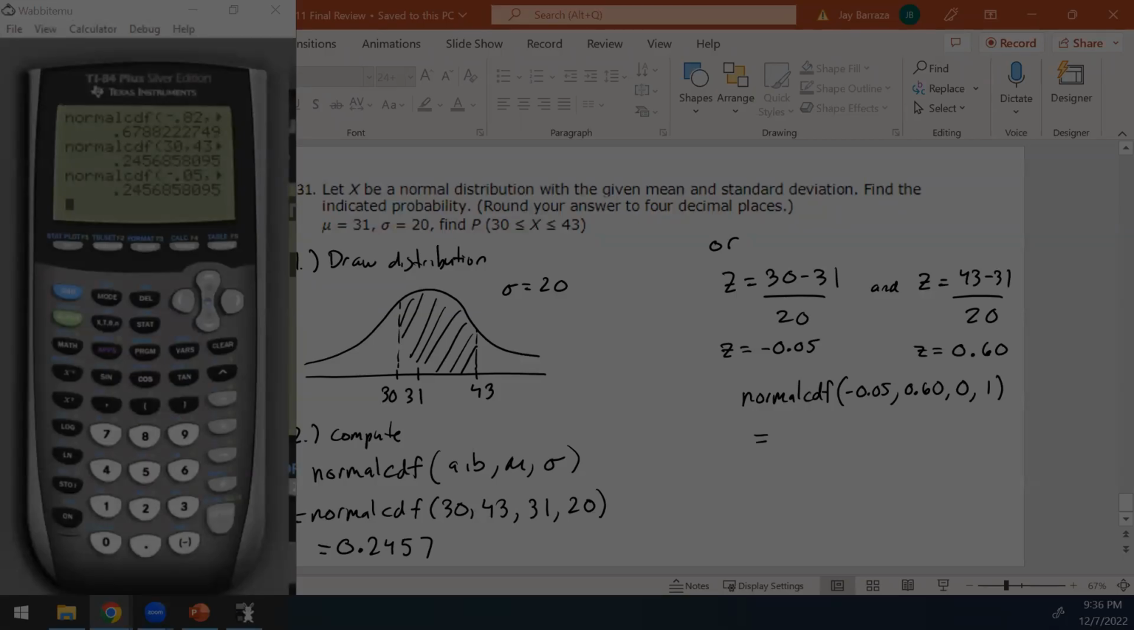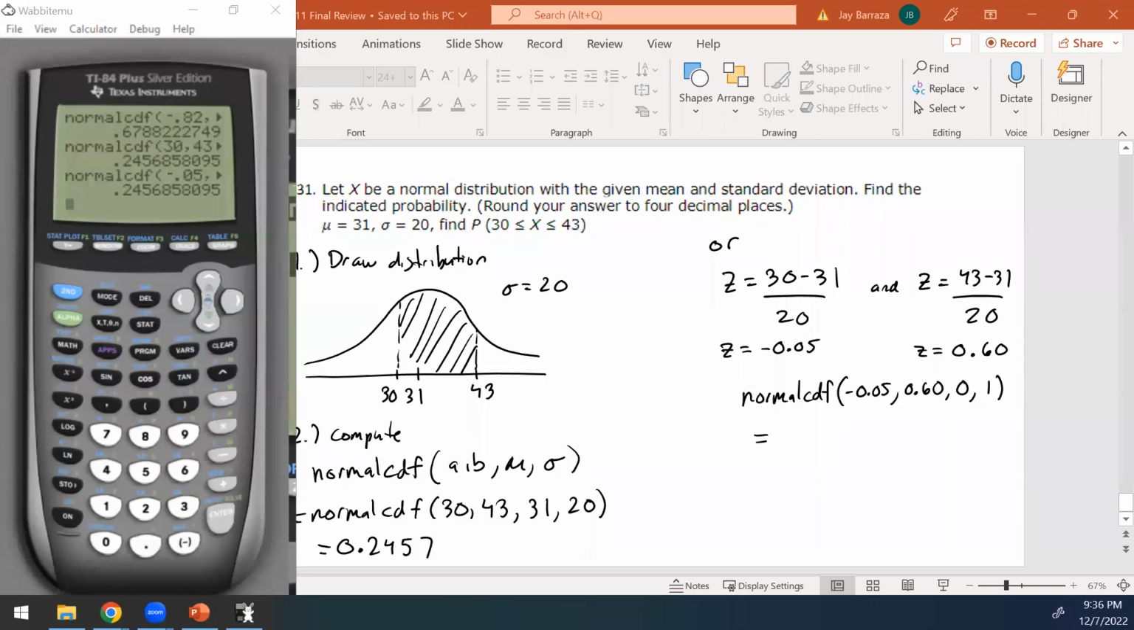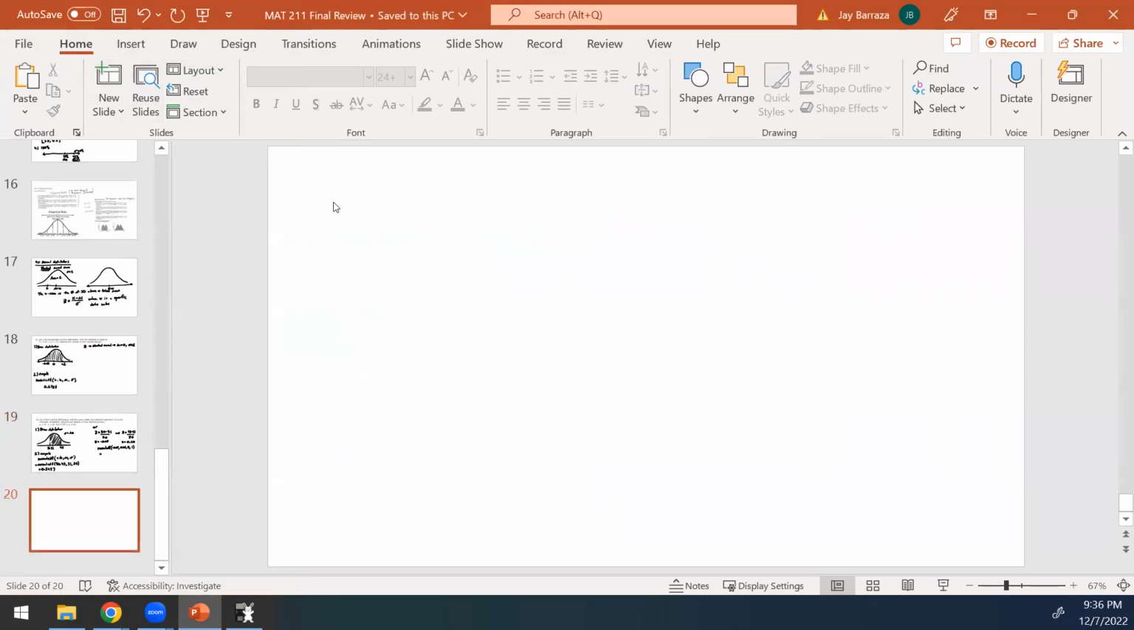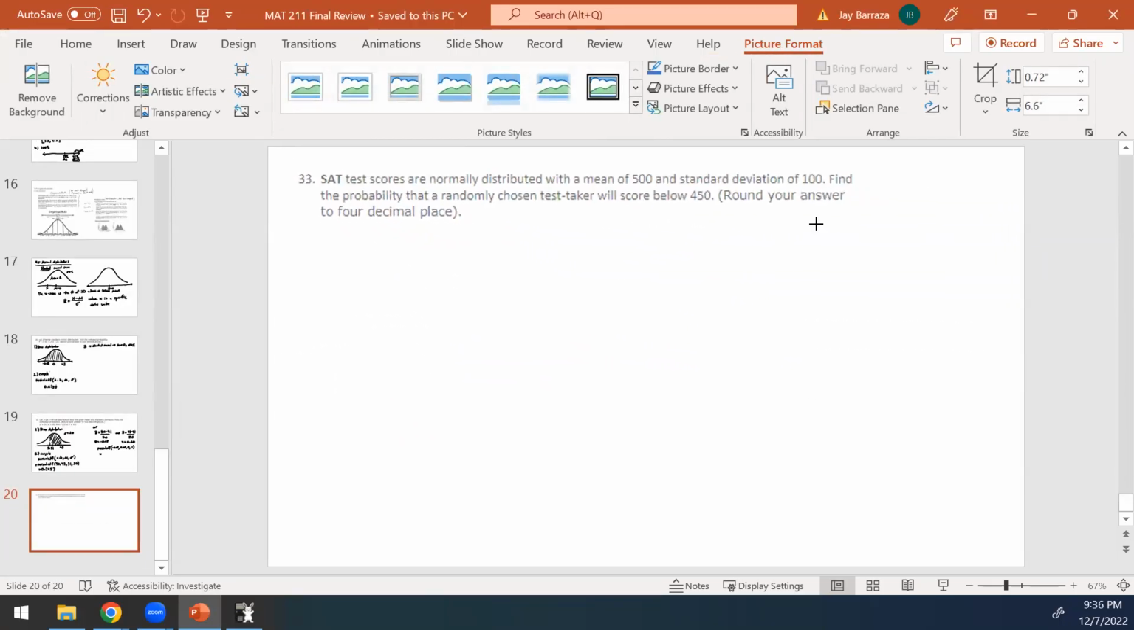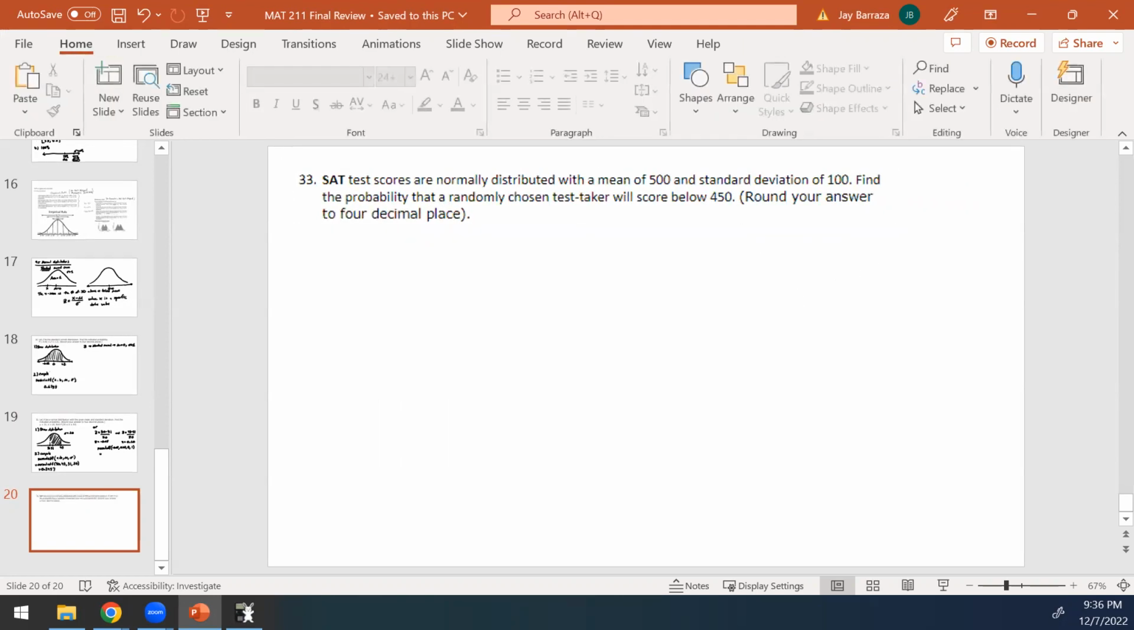Okay. And then we'll just do number, I guess, 33, just to do one more, but now it's a word problem. SAT test scores are normally distributed with a mean of 500 and a standard deviation of 100. I didn't know the scores were that low again. They used to be, I think when I took them, up to 2,400. And then I think they went back down to 1,600 and who knows what they're at now. I have no idea. Find the probability that a randomly chosen test taker scored below a 450.